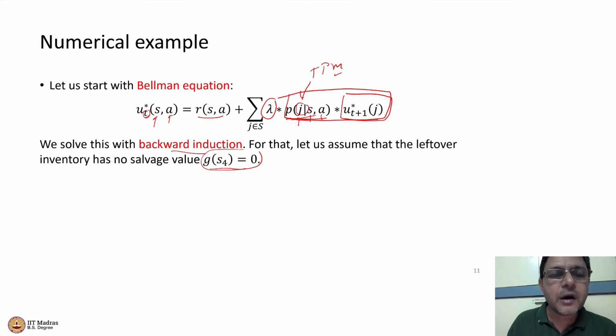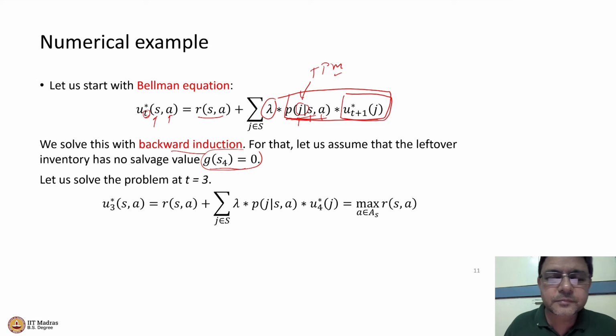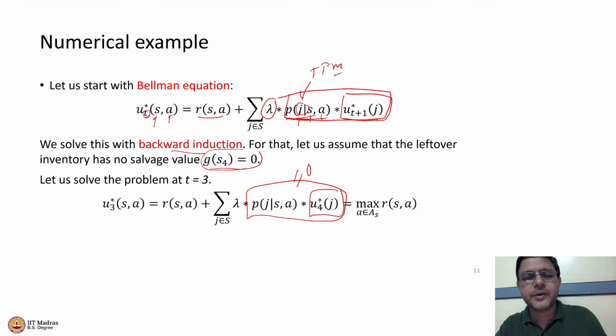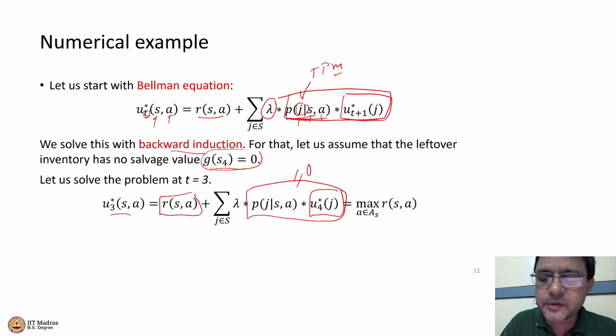How would we solve our numerical example? Let us do that. So let us solve the problem at time period 3. At time period 3, it's a very trivial problem, right? Because there is no U4. There is no future, right? So the expected future cost is going to be equal to 0. There is no salvage, right? So everything is 0. So what happens in time period 3, which is the last time period? You incur only the immediate reward, right?